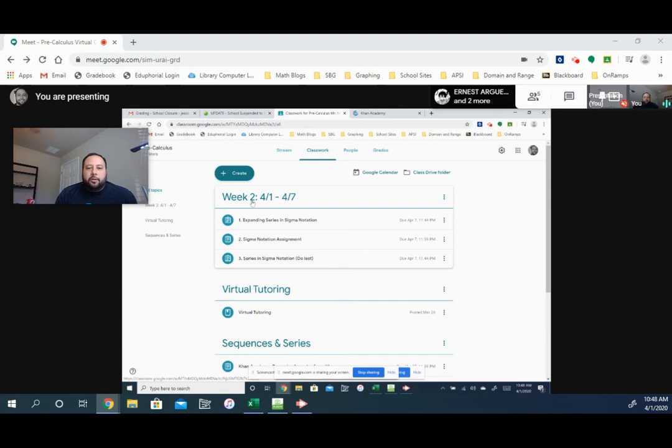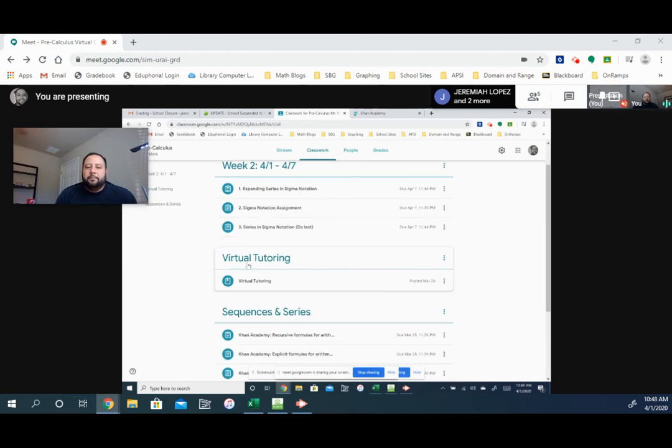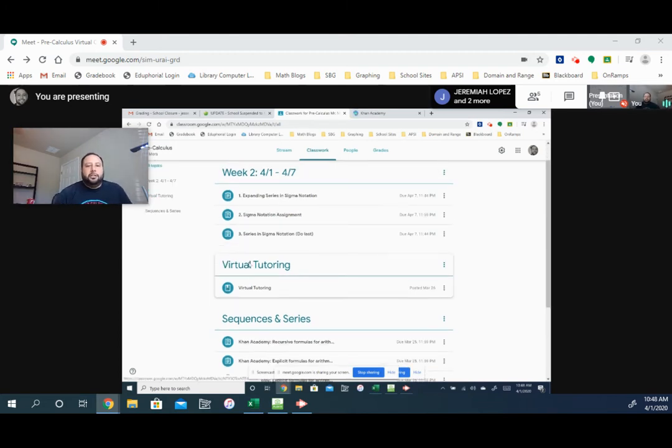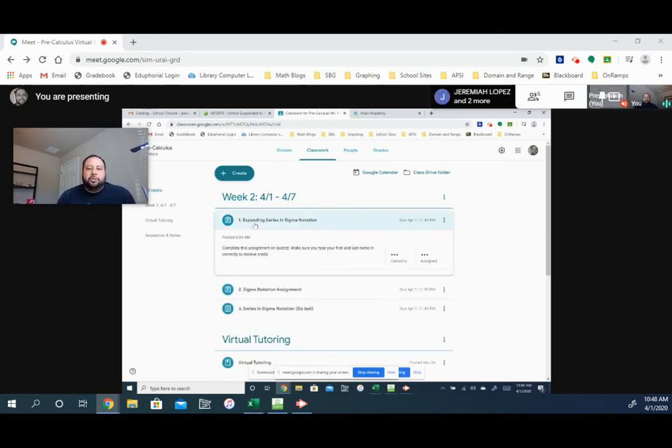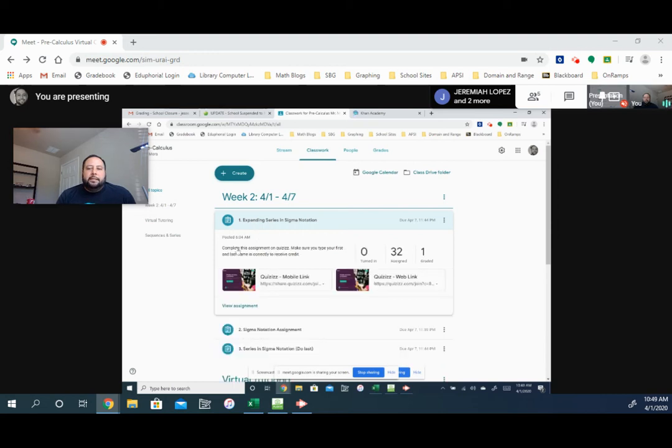So in week 2, these are your 3 assignments, and I made it a lot simpler. Like I said, instead of doing all those Khan Academy assignments, I'm just going to do these 3. Two of them are quizzes, and then this series and Sigma notation is a Google Doc, and it says due last. So you just click on the first one, expanding series and Sigma notation, and it's a quizzes.